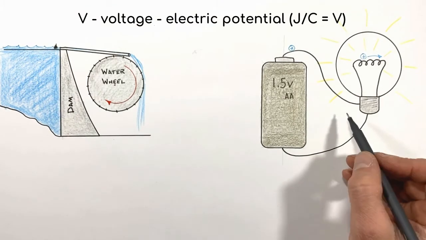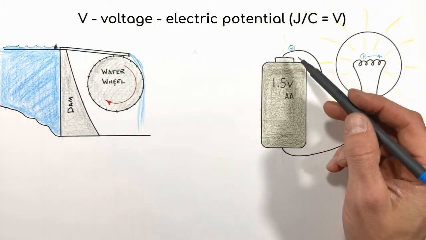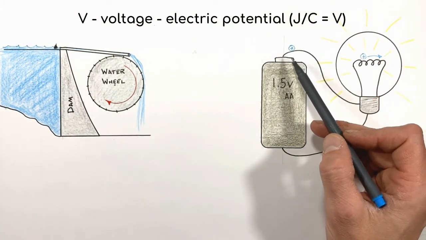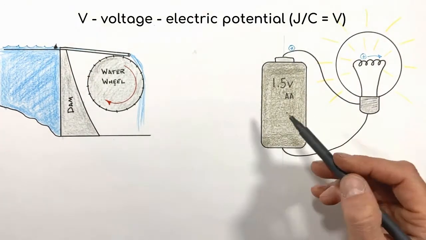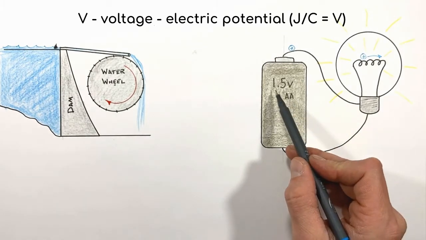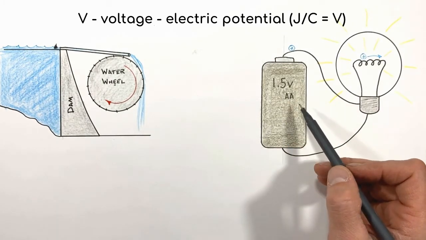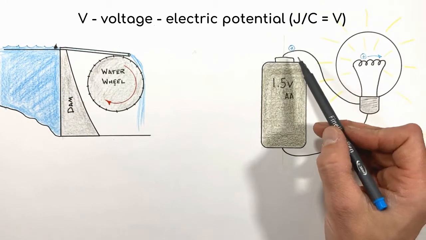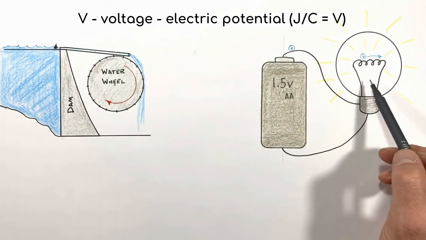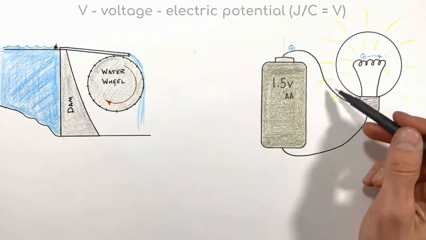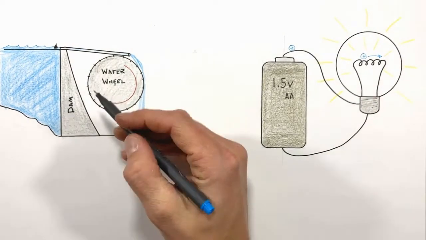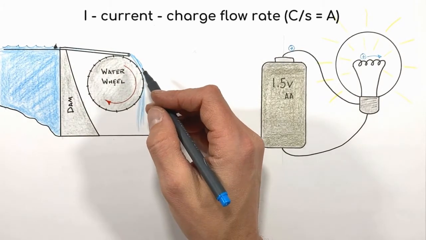The battery and bulb works almost the same way. The voltage is the amount of energy given to each coulomb of charge as it flows through this circuit. And if we increase the battery from, say, 1.5 volts, like a AA battery, to a 9-volt battery, then each coulomb of charge is going to be able to do more work on the light bulb, thus causing it to shine brighter.